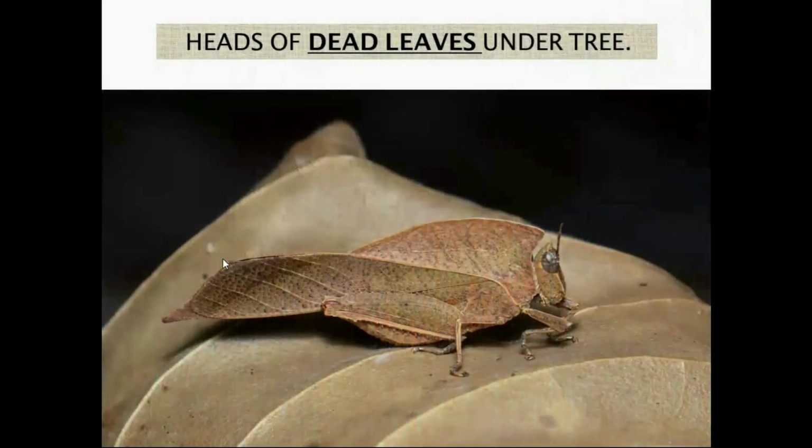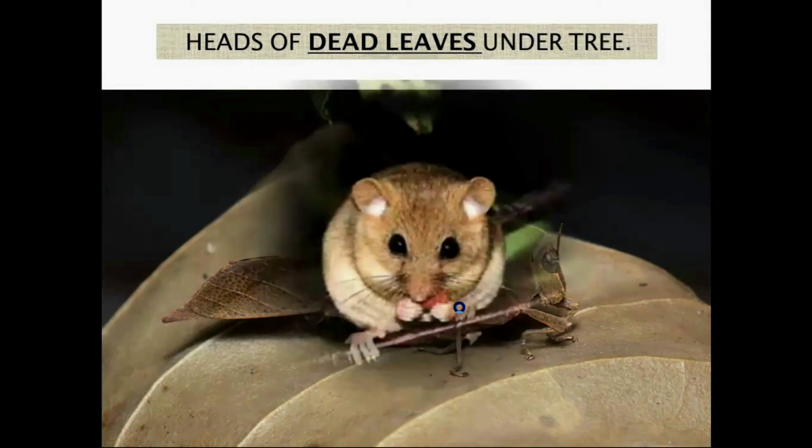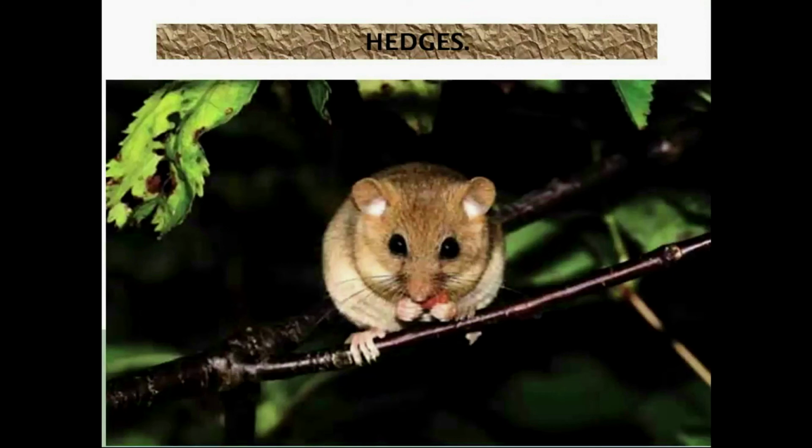You can see there is a dead leaf, and on that dead leaf there is an insect who looks very similar to this dead leaf. Such sort of animals live under those dead leaves, and they use remaining food of the plant to feed themselves. Then there are animals who like to live in hedges, like this little guy. He's living in a hedge and protecting itself from any other bigger animal who can harm him.